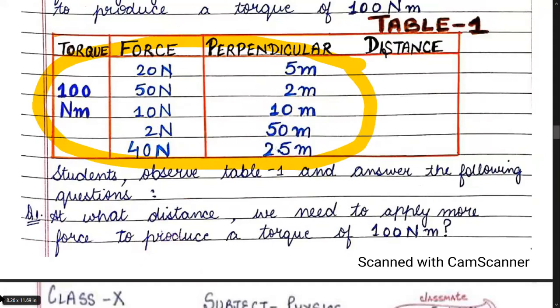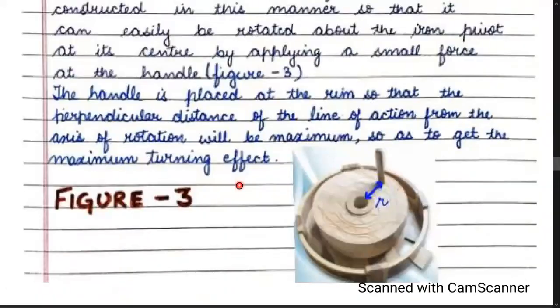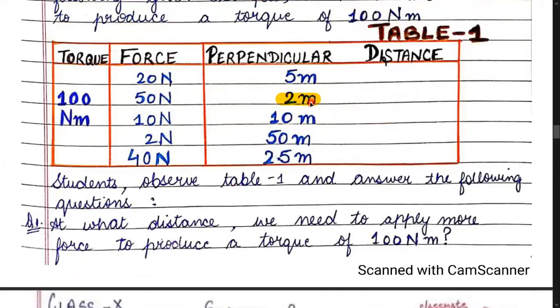So see, where is the maximum force here? What is the value of maximum force applied? 50 Newton is the maximum force applied, at a distance of 2 meter. So at a distance of 2 meter, you are applying maximum force. And your minimum force is 2 Newton, which is applied at a distance of 50 meter. See, when your force is minimum, your distance is maximum out of the table. So what do we conclude from here? What can be concluded?